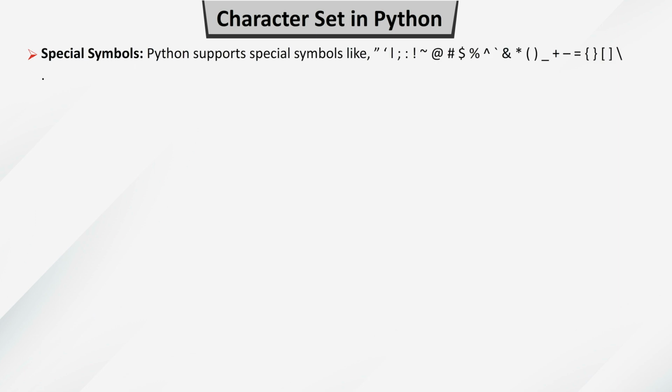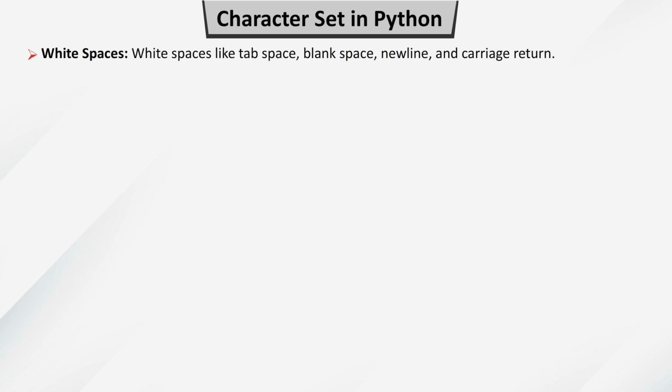Special symbols. Python supports special symbols like comma, full stop, semicolon, colon, exclamation mark, @, hash, dollar, percentage, star, small brackets, underscore, plus, minus, equals, curly braces, brackets, slash. White spaces like tab space, blank space, new line, and carriage return.